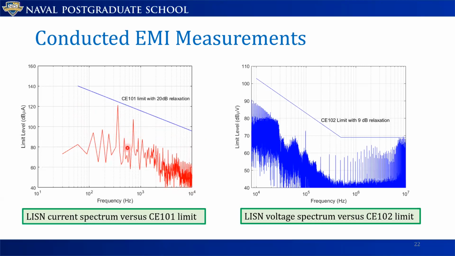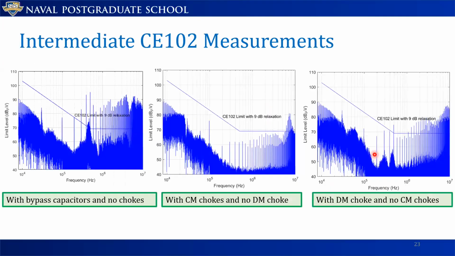That's where we really see the advantage of meeting the C101 limit easily without any help. The C102 is harder because, like I mentioned before, we chose to model EMI at lower frequency, but we didn't account for the high frequency effects. So that's where we had to add those common mode chokes and differential mode chokes. Let me show you what I mean.